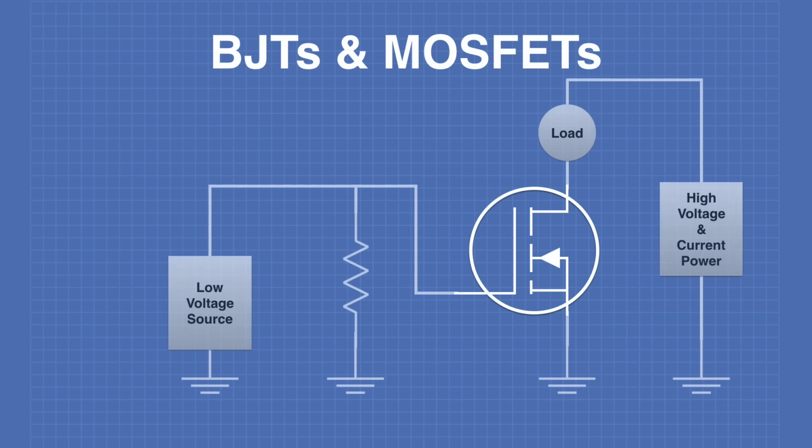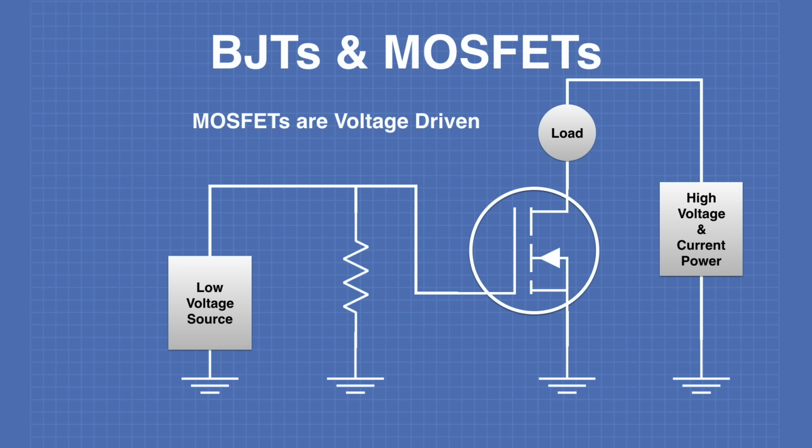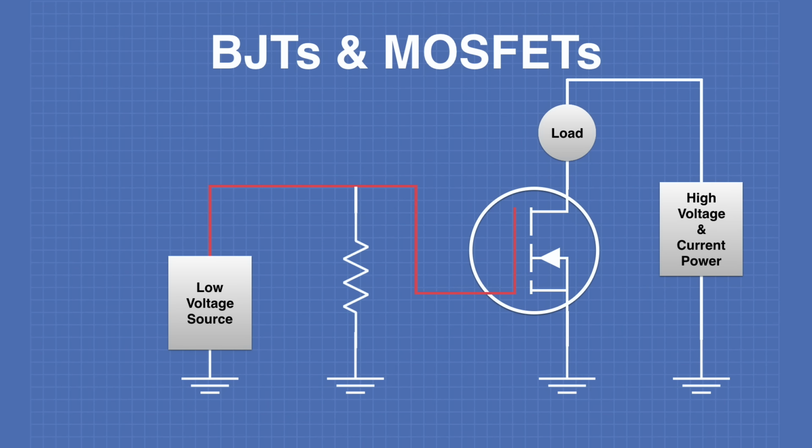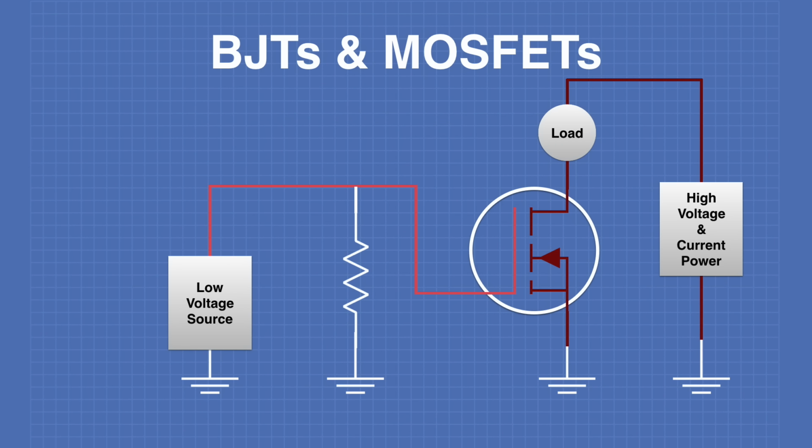Here's a circuit using an N-channel MOSFET, which is the type that you'll encounter the most often. Notice this time that we have a low voltage source, as well as the same high voltage and current source with a high current load on the other side of the MOSFET. When we apply a low voltage to the gate of the MOSFET, it turns on. It then displays a very low resistance between the drain and the source. In a sense, you can think of a MOSFET as being a switchable low-value resistor.